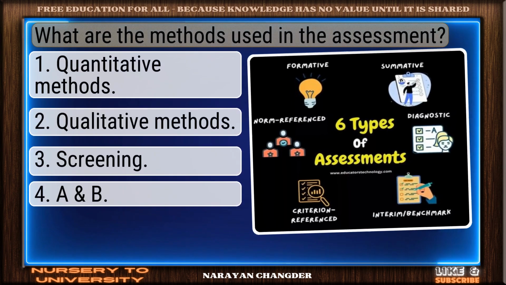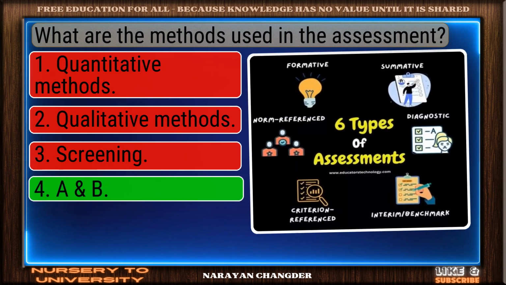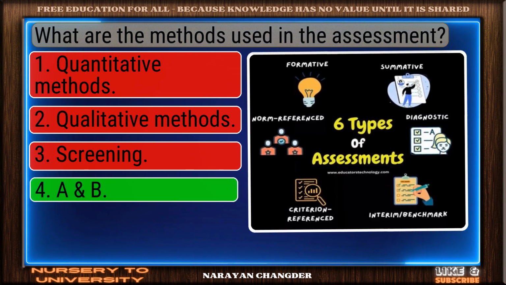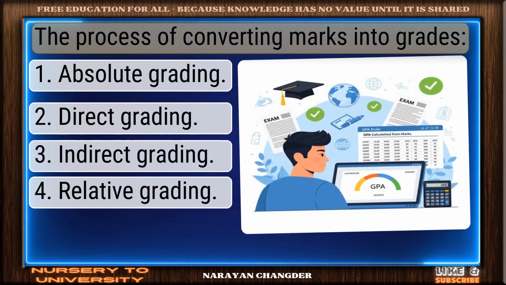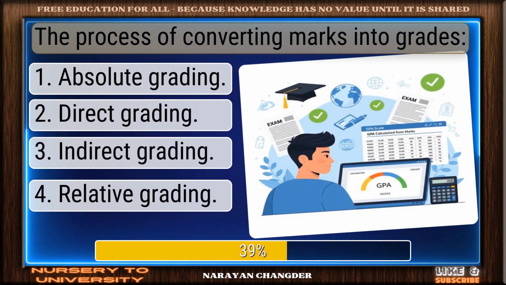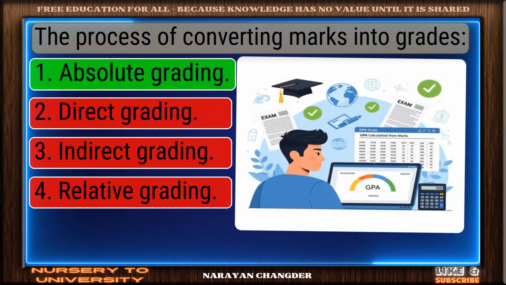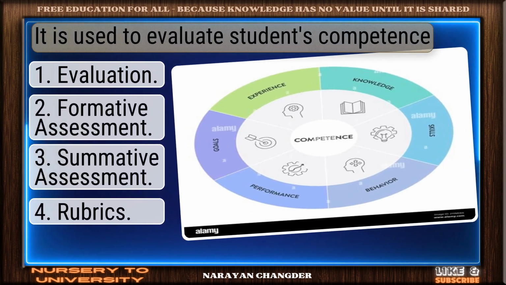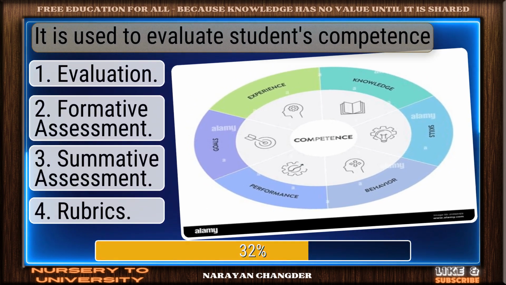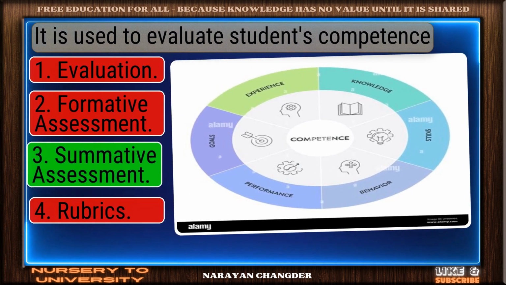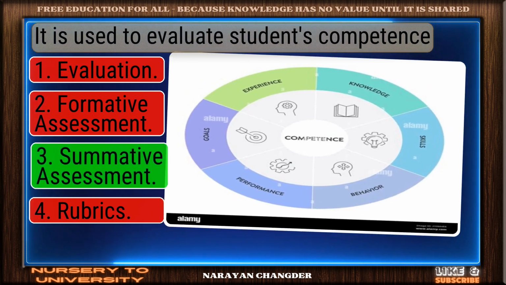What are the methods used in the assessment? Well picked. A+B is the correct answer. The process of converting marks into grades. Nicely done. Absolute grading is a solid answer. It is used to evaluate students' competence. Right choice. Summative assessment is the best answer.